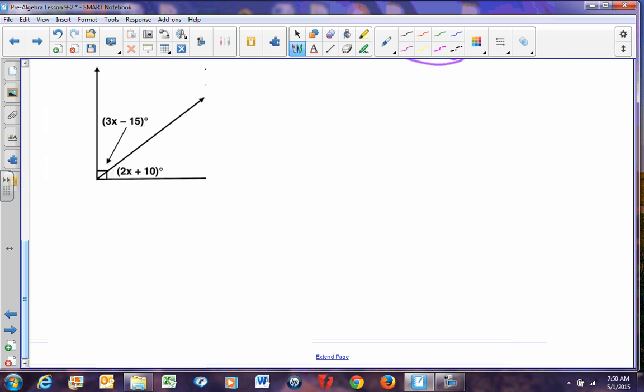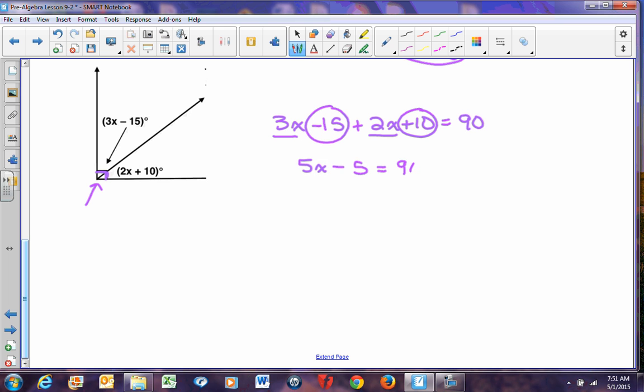Our last figure. We're still going to find the value of x. If you notice, we have the square in the corner, meaning that this is a right angle, which means it's 90 degrees, which means that 3x minus 15 plus 2x plus 10 has to equal 90 degrees, because those two angles together make 90 degrees. Therefore, they have to equal 90. So if I simplify, 3x and 2x is 5x. Negative 15 and positive 10 is negative 5. That's going to equal 90.